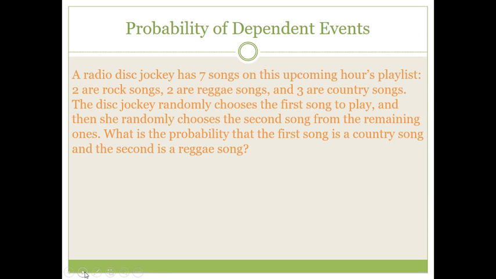Let's do one more example, then I'll let you try. Suppose a radio disc jockey has 7 songs on this upcoming hour's playlist. All right, so 2 of the songs are rock songs, 2 of the songs are reggae songs, and 3 are country songs. The disc jockey randomly chooses the first song to play, and then she randomly chooses the second song to play from the remaining ones. What is the probability that the first song is a country song and the second song is a reggae song?